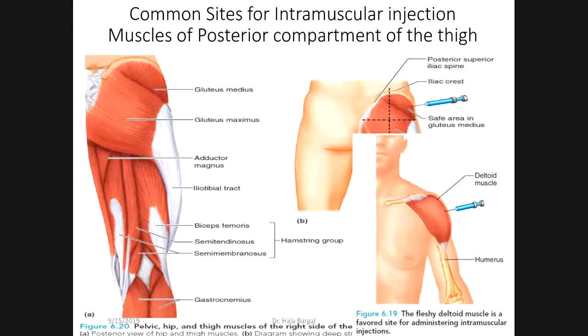Okay. Then we have the hamstring group. The hamstring group is formed of three muscles. The biceps femoris, which is named after its anatomical position. It has two heads. Then the semitendinosus, which ends with a tendon, and the semimembranosus, which starts with a membrane. The three muscles act on the knee joint. Okay.